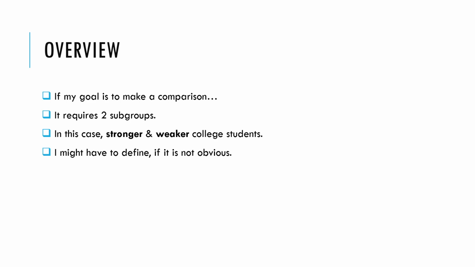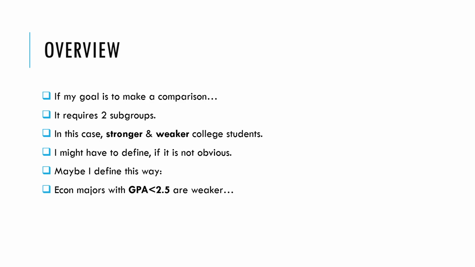Now, in some cases, I might need to define if it's not obvious. And if I'm talking about stronger and weaker college students, it's not obvious to me what I mean by that. So maybe I have to define in some way, and let's just say I define econ majors with GPAs being less than 2.5 as weaker students, but econ majors with GPAs of 2.5 or greater are stronger students. Now, it could be 3.0, it could be 2.0, there's different ways to slice and dice it.